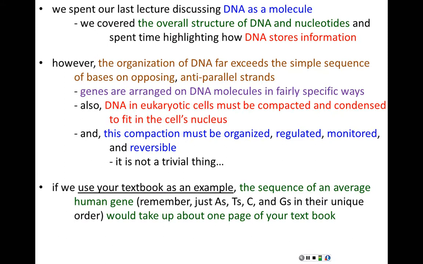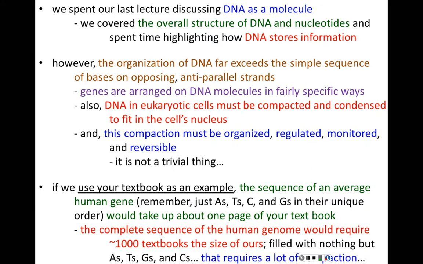Let's talk a little bit about how much DNA we actually have in our cells, and the textbook uses itself as a good example just for basic information content. If we imagine the letters of your textbook as the DNA genome, the typical average-sized human gene would take up one page of your textbook in sequence. In other words, if we were to represent one human gene, we would have nothing but A's, T's, G's, and C's on one whole page from your textbook. So that's about the size of a single human gene.